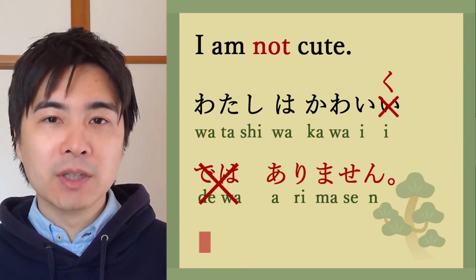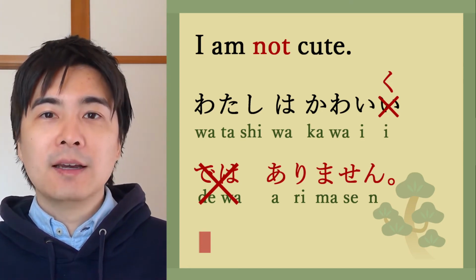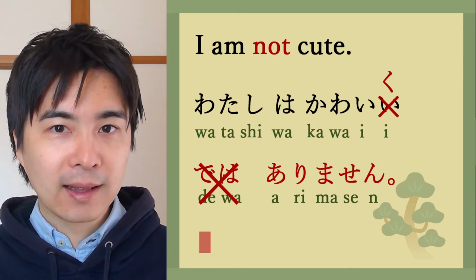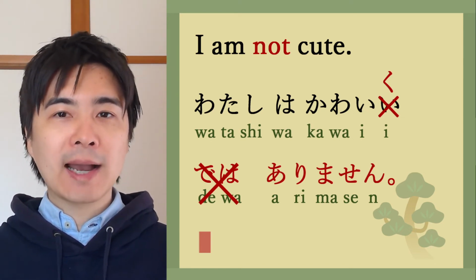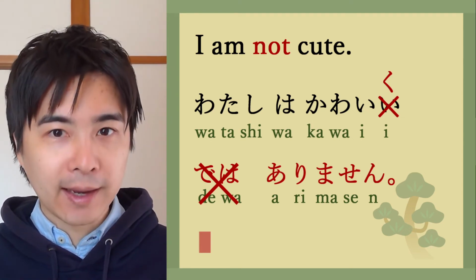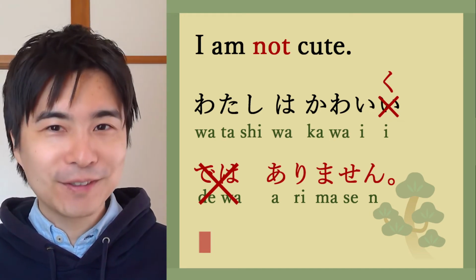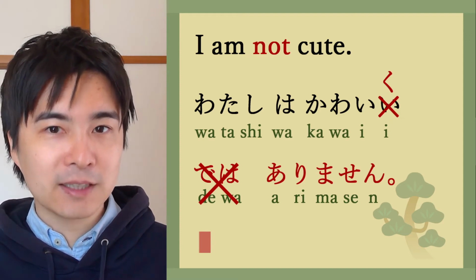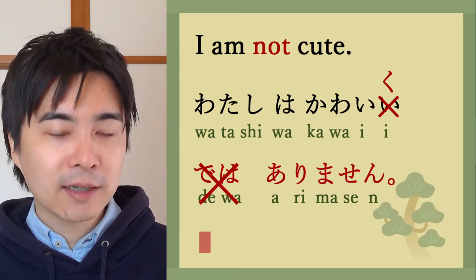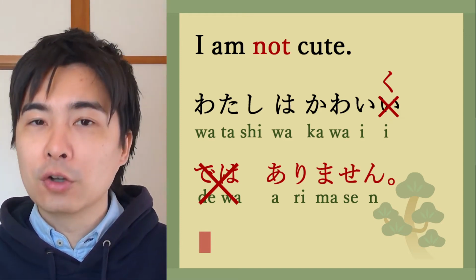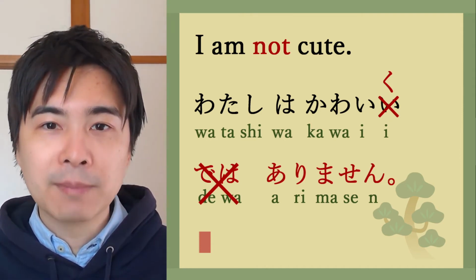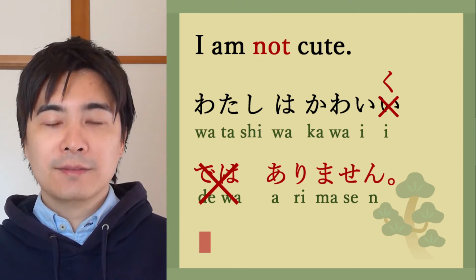Therefore, I am not cute is 私はかわいくありません。Is it difficult? Please just remember, when we make an I-adjective negative, we need to change the last character い into く and replace です with ありません. So now let me ask some questions.